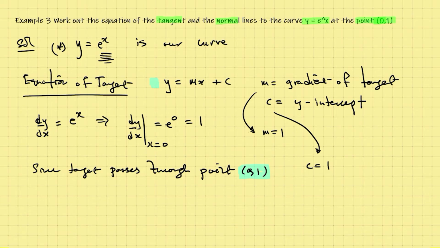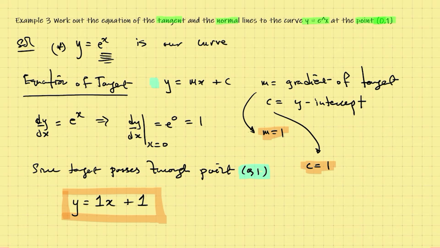I already know what the value of c is going to be. Since we have a value for m and a value for c, we can write down the equation of the tangent, which is going to be y equals 1x, because m is 1, plus 1, because c is 1. So we've been able to work out the equation of our tangent to the curve at our point. I'm just going to put that in a box, perhaps in a different color, just so it's absolutely clear.